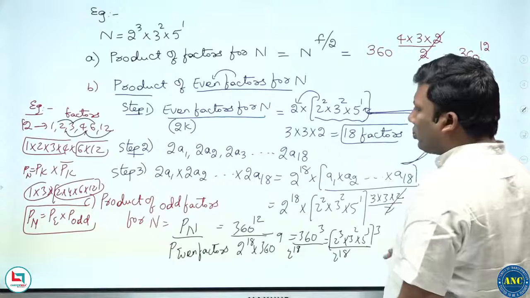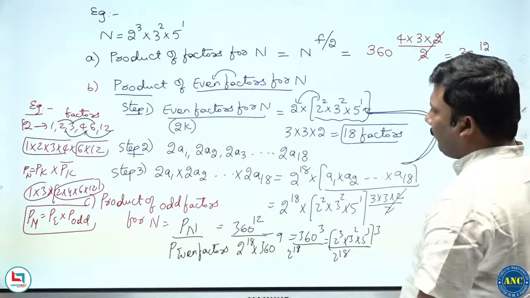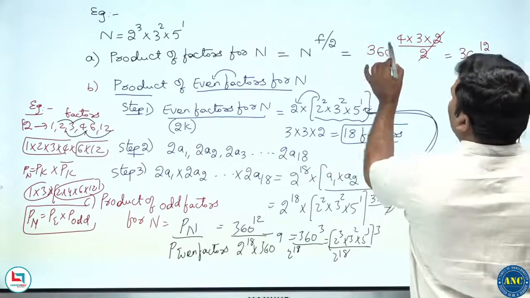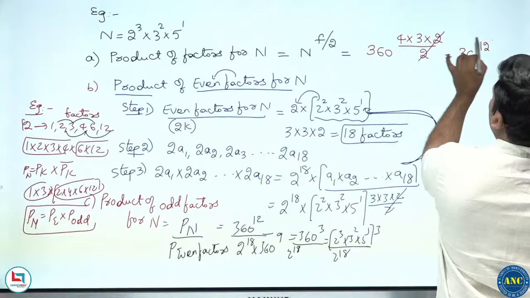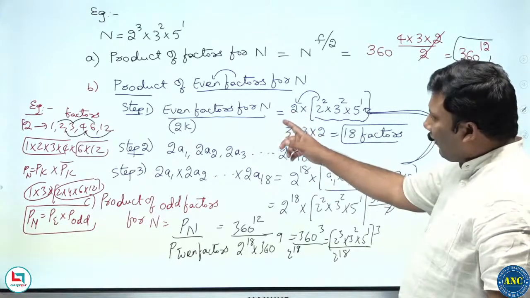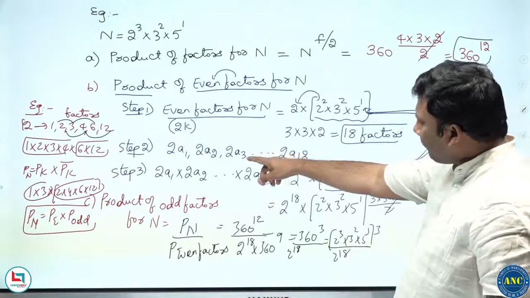In the previous question, my experience says that we made a calculation mistake. Let us see where the calculation mistake is. Number power, 360 power 12. This is the first one, it is right. Now product of even factors.